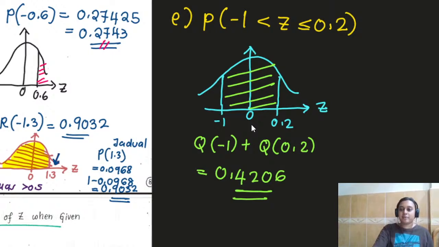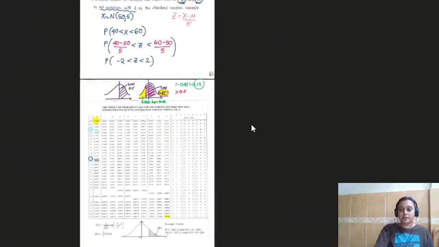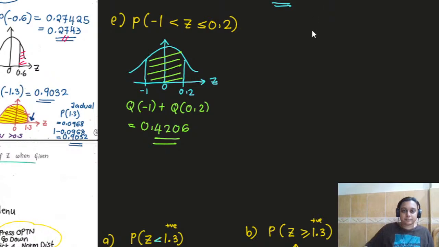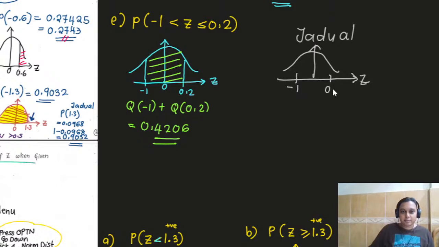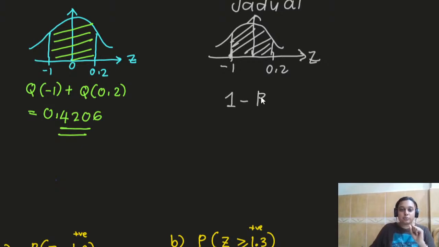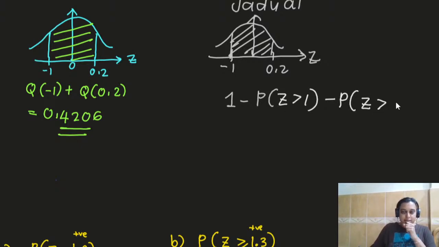Now, if I want to use jadual, last part, I show you all if using jadual. What you must do, just now teacher say, as normal lah. It's the graph, -1 sampai 0.2. Shade in the middle. Always when it's in the middle, you must take 1 minus. This one you must minus: probability Z bigger than 1 minus probability Z bigger than 0.2.